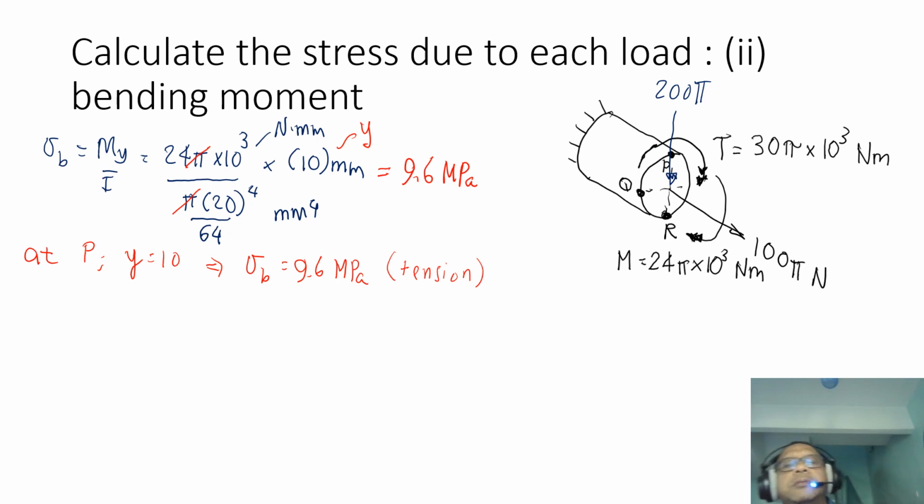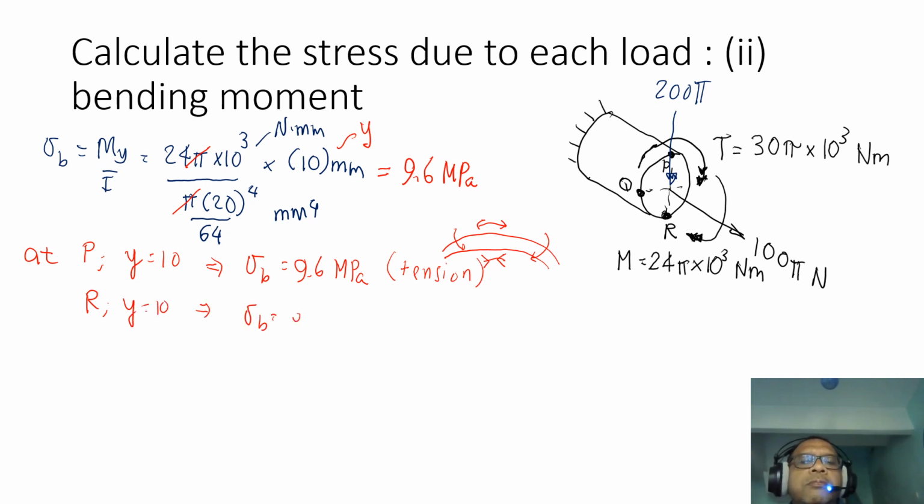Because the beam will look like this, the part at the top will experience tension, and at the bottom it will undergo compression. So similarly at R, y equals 10, but now the bending stress is 9.6 megapascal compression.